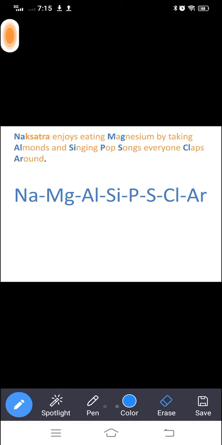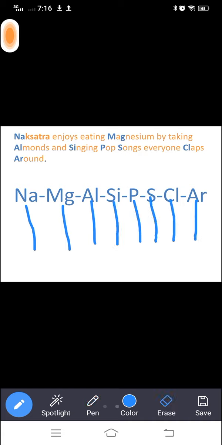Once she has taken this, she sings a pop song. Everyone likes that and everybody is clapping around. So Nakshatra enjoys eating magnesium by taking almonds and singing pop songs. Everyone claps around. Now you see the elements which are highlighted. Na sodium, Mg magnesium, Al aluminum, Si silicon, P phosphorus, S sulfur, Cl chlorine, Ar argon.